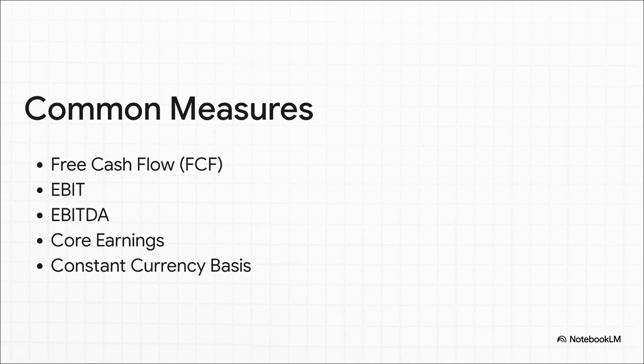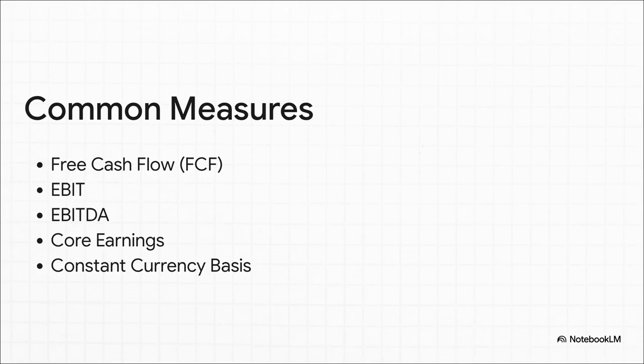You've got free cash flow, which is operating cash minus capital expenditures. You have EBIT, and of course, its big brother, EBITDA, which is earnings before interest, taxes, depreciation, and amortization. I mean, you've probably seen some tech startup release a notorious adjusted EBITDA to try and look profitable by stripping out all their capital structure and non-cash expenses, right? Then there are core earnings, excluding non-recurring items to focus purely on main operations. And finally, constant currency basis.